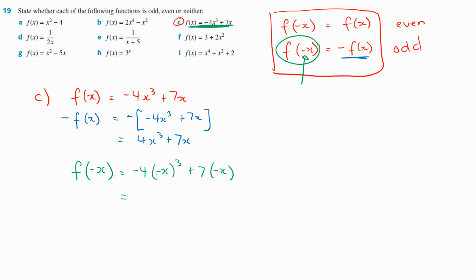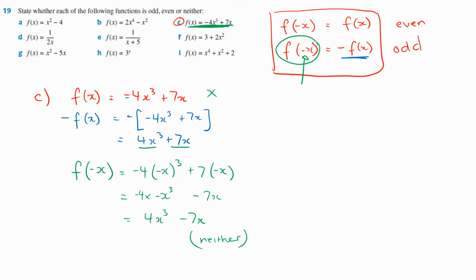Okay, so let's have a look. Negative x cubed becomes negative x cubed. Times negative 4 becomes positive 4x cubed. This is minus 7x. So together, you now have positive 4x cubed minus 7x. Now, which one does that look like? It doesn't look like this one, because that has a negative 4x cubed there. And it does have 4x cubed here, but that's a plus 7x. So this is neither.